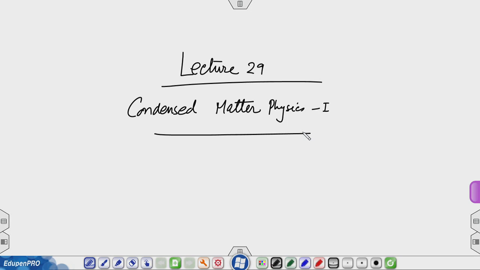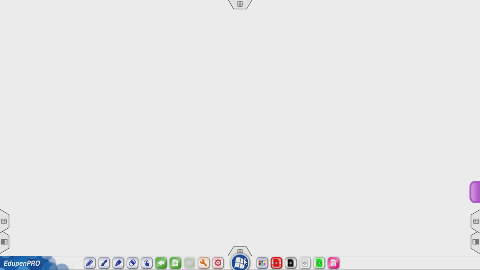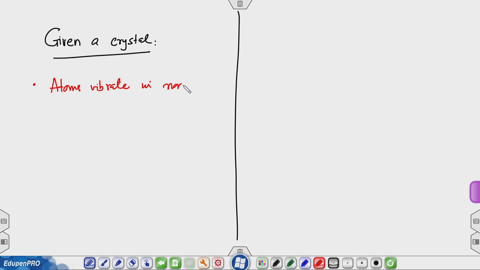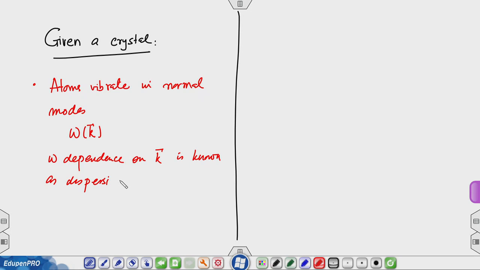So, let me just recap what we have learnt, and that is this: given a crystal, its atoms vibrate, right? Atoms vibrate in normal modes, and these are modes with well-defined frequency for a given k. And this omega dependence on k is known as dispersion relation. So, that is the first thing that we learnt.